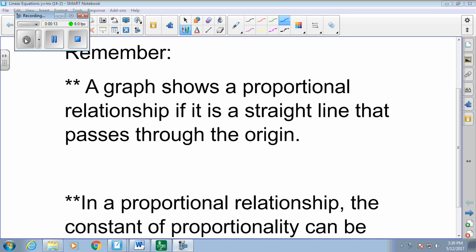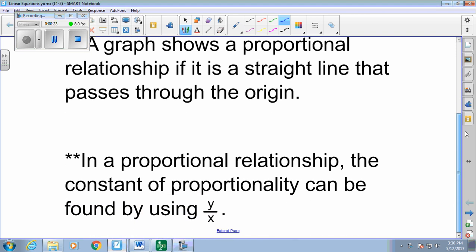Just to remind you, a graph shows a proportional relationship if it is a straight line that passes through the origin. That is one of the key concepts we talked about the other day and at the beginning of the year. Also, in a proportional relationship, the constant of proportionality can be found by using y divided by x. Sometimes we call the constant of proportionality the COP.